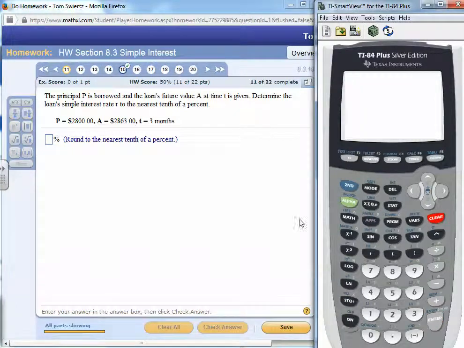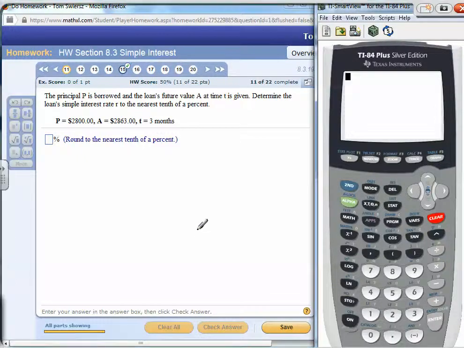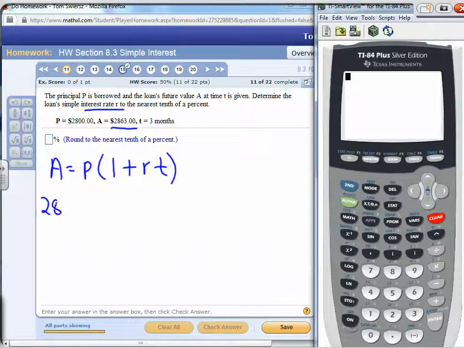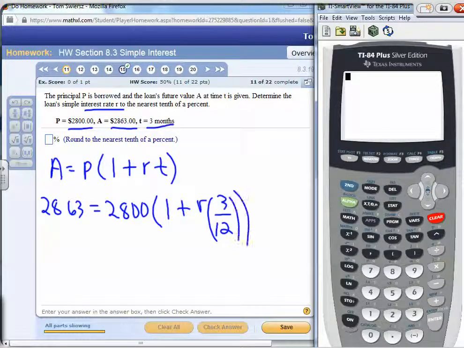All right, let's look at problem number 11. Principal is borrowed and the loan's future value at a given time. Determine the loan's simple interest rate. Again, we're going to find the simple interest rate. Future value is involved, so the formula is A equals P times 1 plus RT. Future value is $2,863. The original principal is $2,800. 1 plus the rate we don't know, so we'll leave it as a variable R. And time is 3 months, so it's going to be 3 divided by 12.